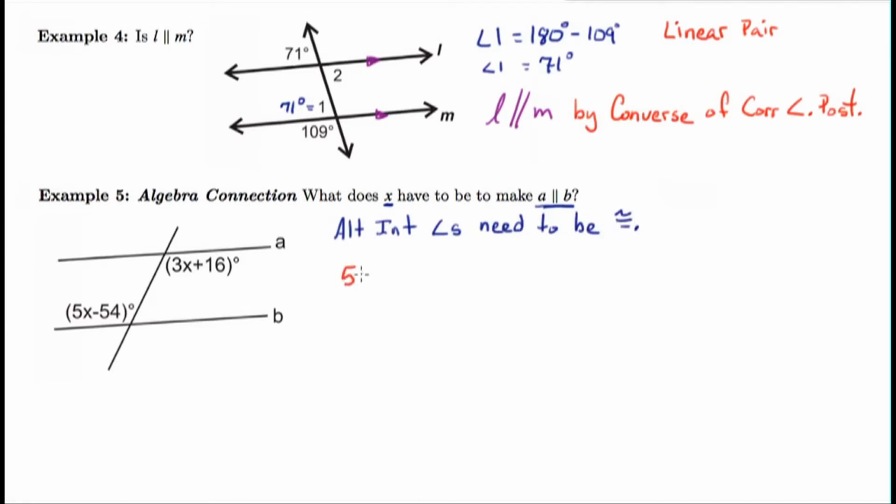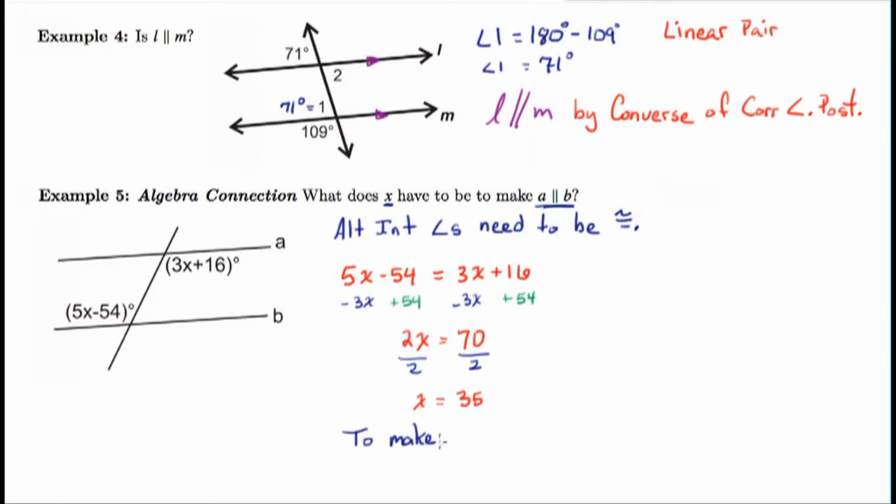Example 5. What does X have to be to make A parallel to B? Well, the alternate interior angles need to be congruent. So therefore, we must make these two expressions equal to each other and then solve for X. So I set it up as 5x minus 54 equals 3x plus 16. I solve for X and I get 35. To make A parallel to B, X must be 35.